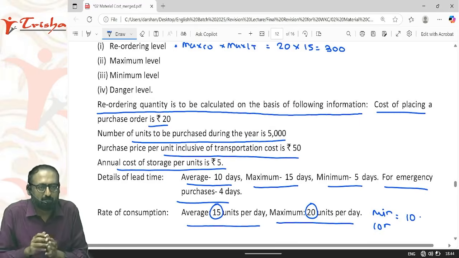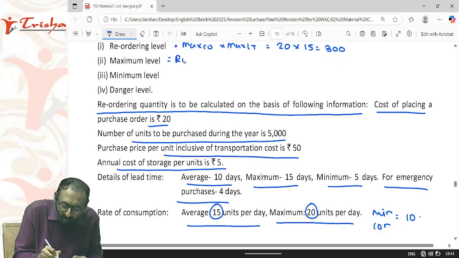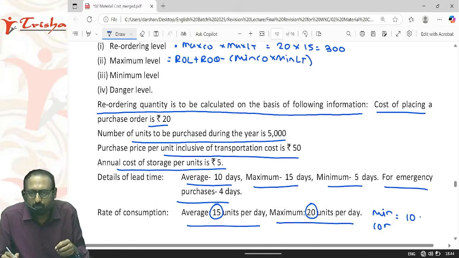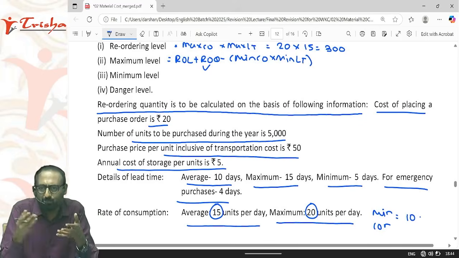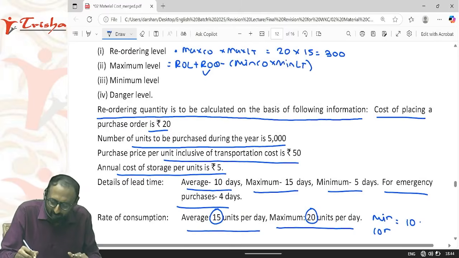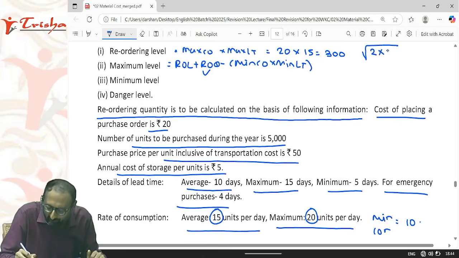For maximum level, something is pending. What is pending? Tell me the formula for maximum level: reorder level plus reorder quantity minus minimum consumption multiplied by minimum lead time. What is pending now? Reorder quantity. How to calculate ROQ? ROQ is nothing but EOQ. So first of all, we'll calculate economic order quantity. Tell me the formula for economic order quantity: under root of 2 into annual requirement. Somewhere they have given annual requirement. Is it 5,000?